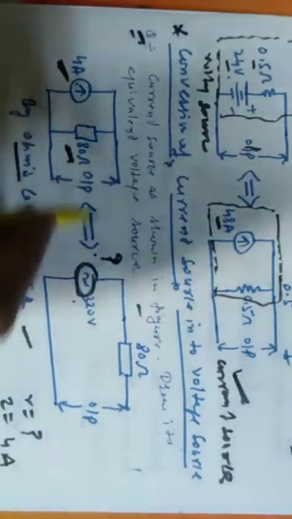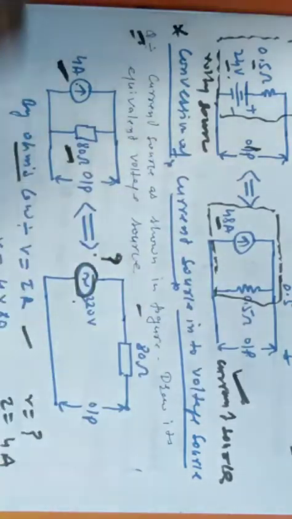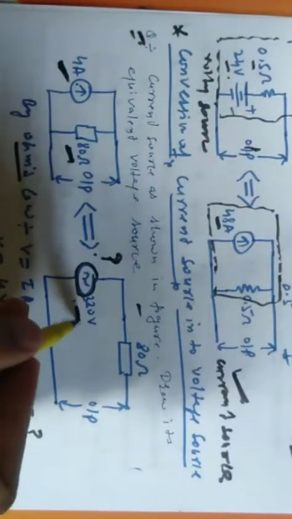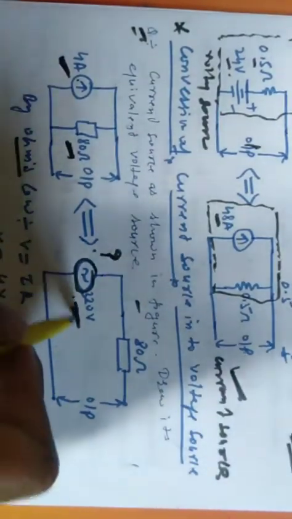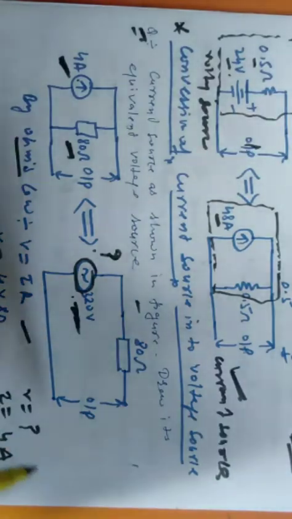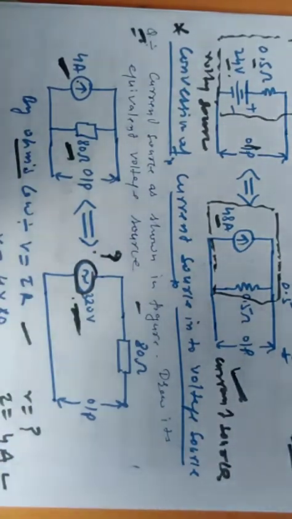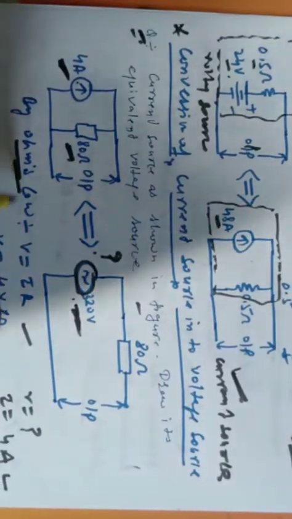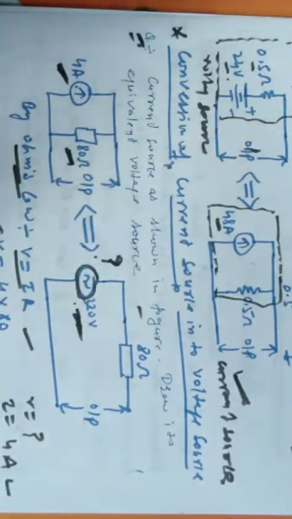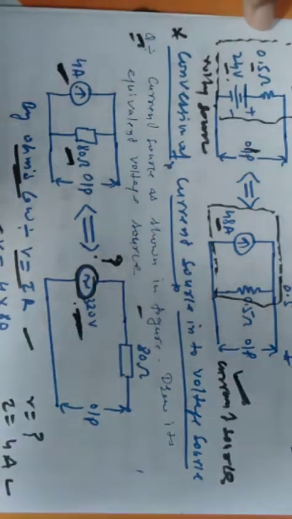In a voltage source, this impedance is in series with the load, but we need the voltage of the source. Current is given as 4 ampere, impedance, that is R, 80 ohm, and by using Ohm's law, V is equal to IR, from here we can calculate the voltage. So voltage is 320 volt.